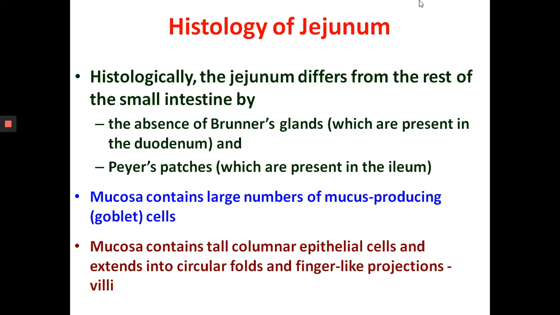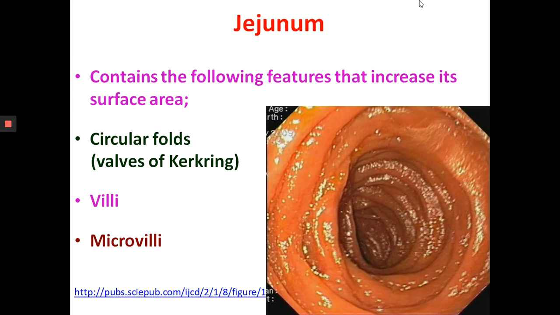Mucosa contains tall columnar epithelial cells, as in the duodenum and the previous parts of the digestive tract, and extends into the circular folds and finger-like projections, villi. The circular folds increase the surface area. They are also known as valves of Kerckring.